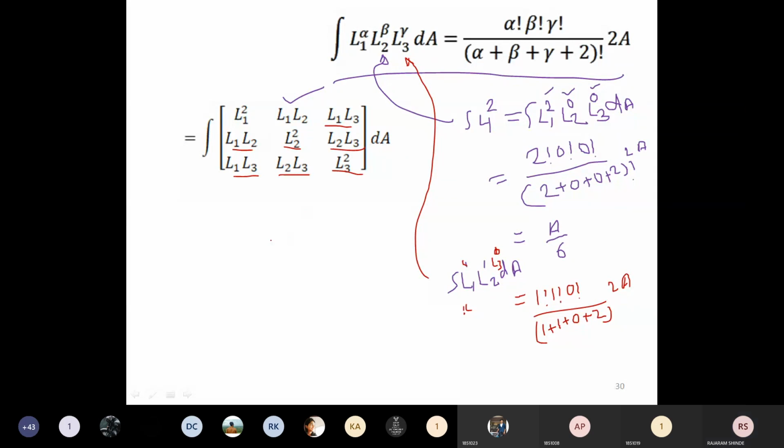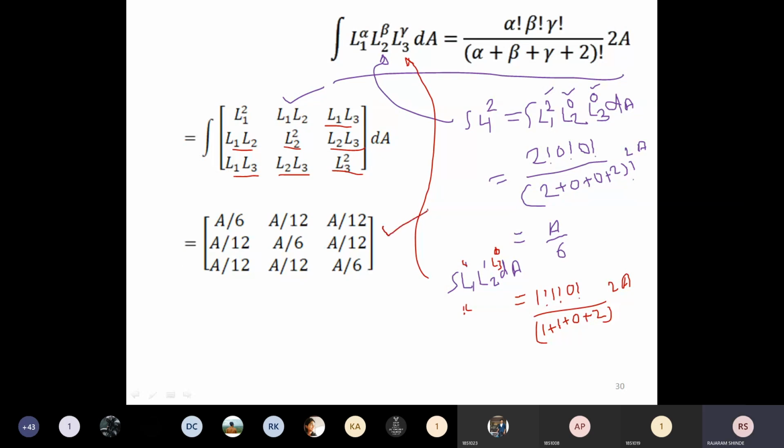Have you got it? Now your integration becomes this. You check these terms, whether all of them are correct or wrong. I think all these things are correct. Next, I will take A by 12 common from this, and you will get A by 12 into the matrix 2, 1, 1; 1, 2, 1; 1, 1, 2. Now this is the result of your integration.